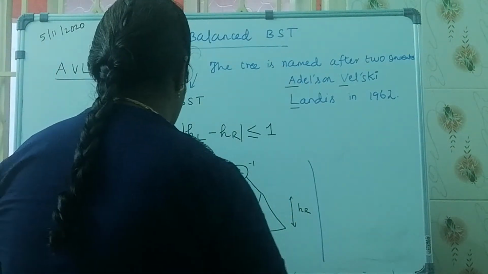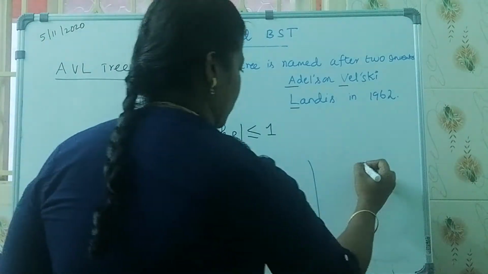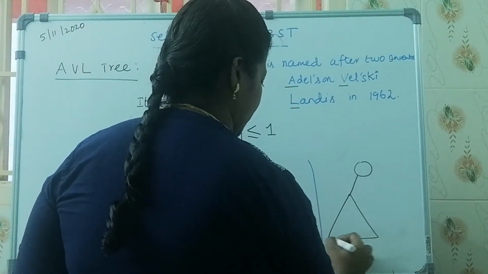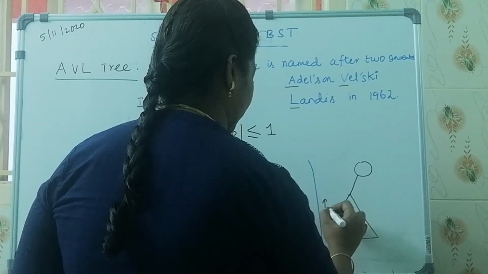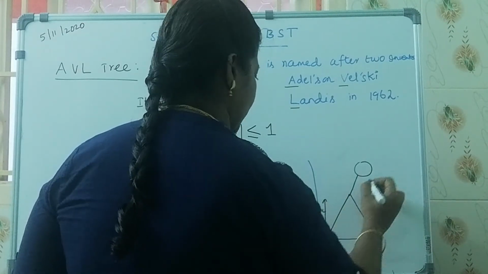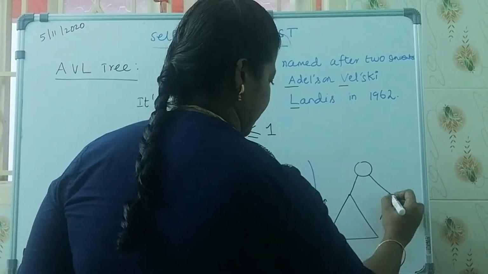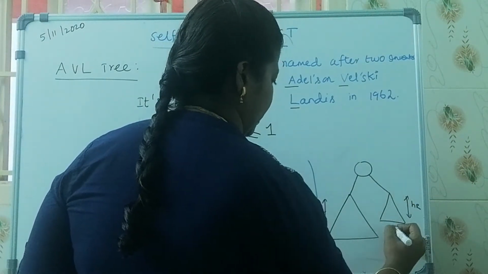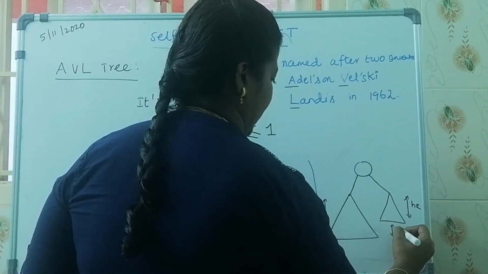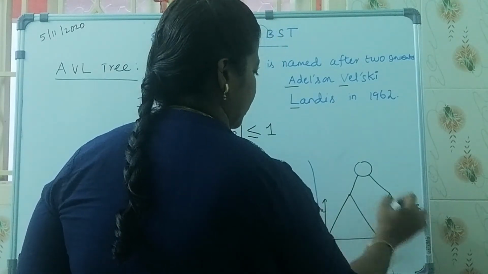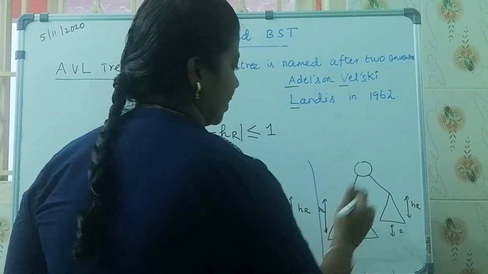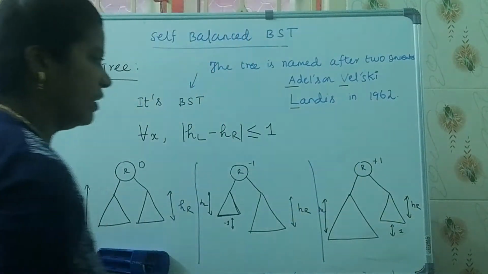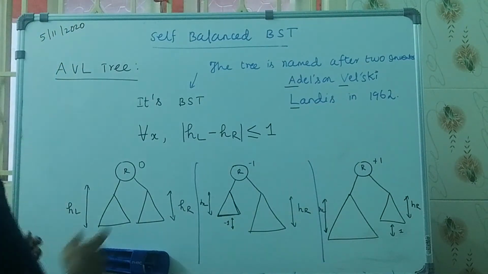Now let us do the next one. Take the height of the left subtree, which is HL, and the right subtree, which is HR. The difference is 1. Since the left subtree is greater, we can have +1 here. This is the root node. This is also a valid AVL tree according to the definition.